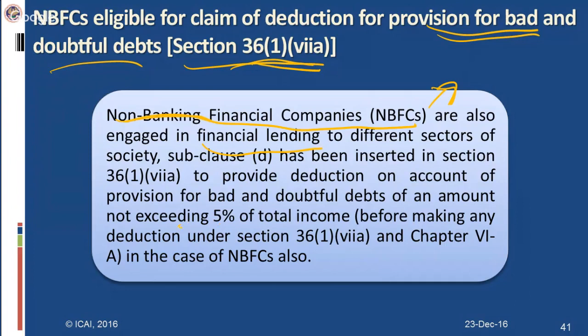Here also, the deduction will be restricted to 5% of total income before making any deduction under 36(1)(7)(a) and Chapter 6A deductions. That is, in effect, the gross total income. It must be the gross total income before making any deduction under 36(1)(7)(a).